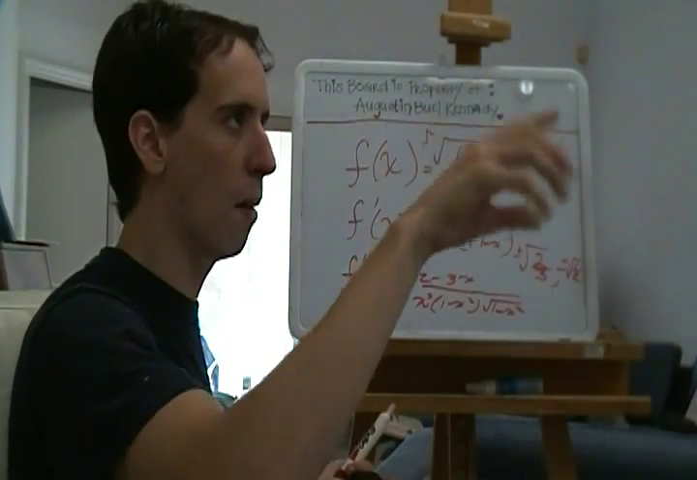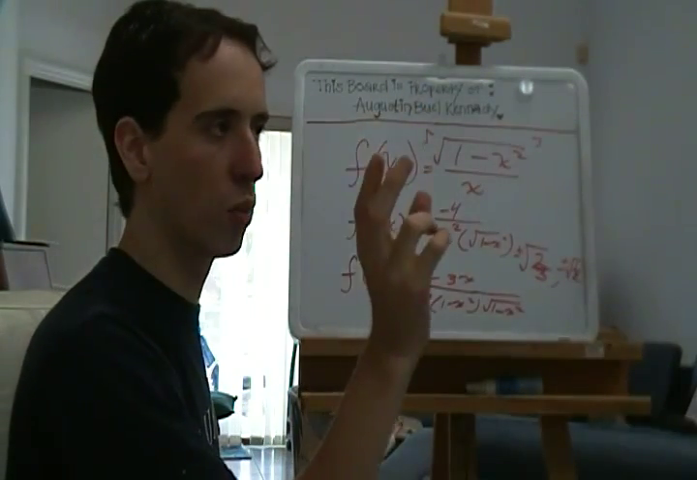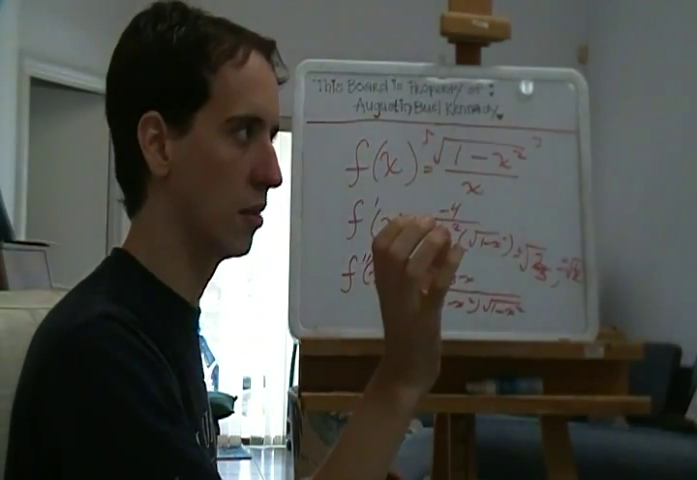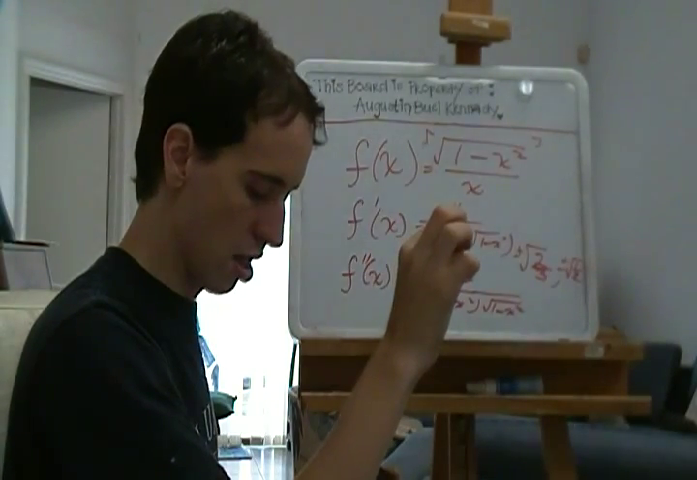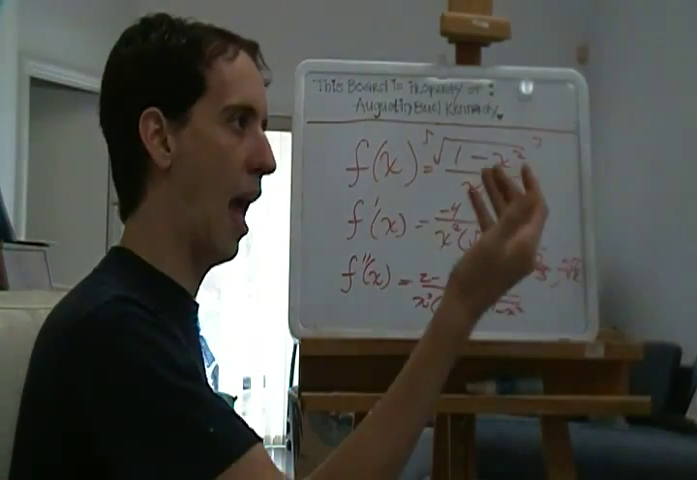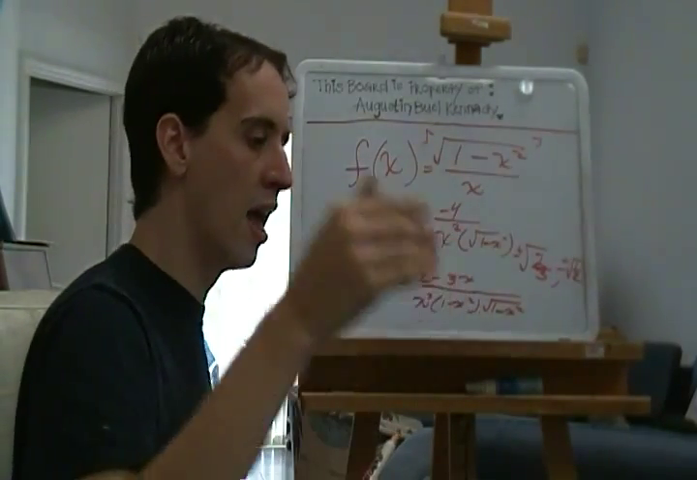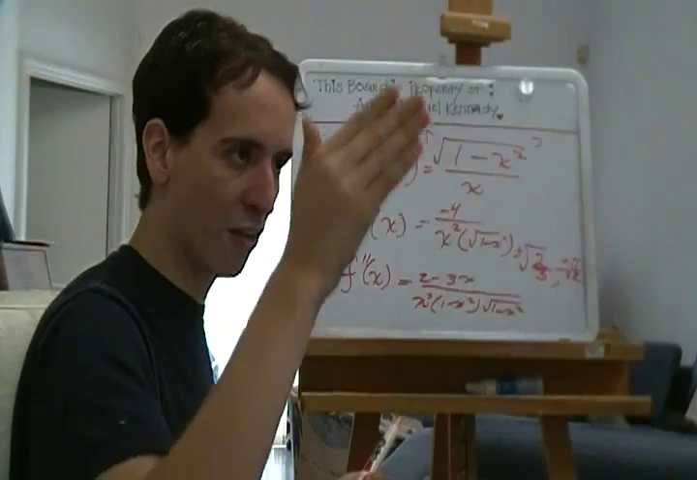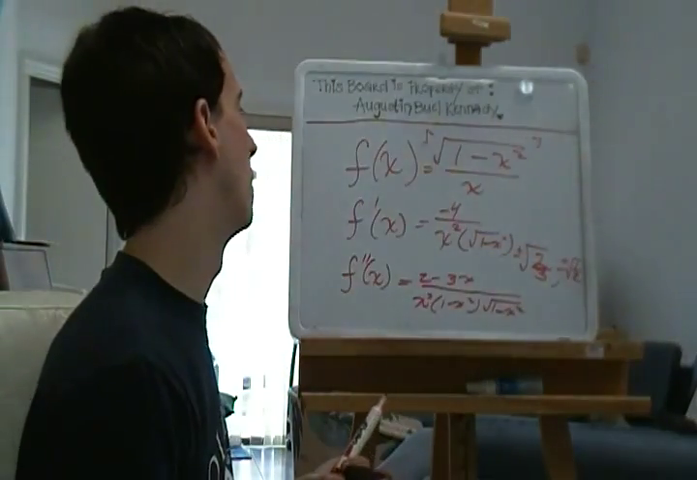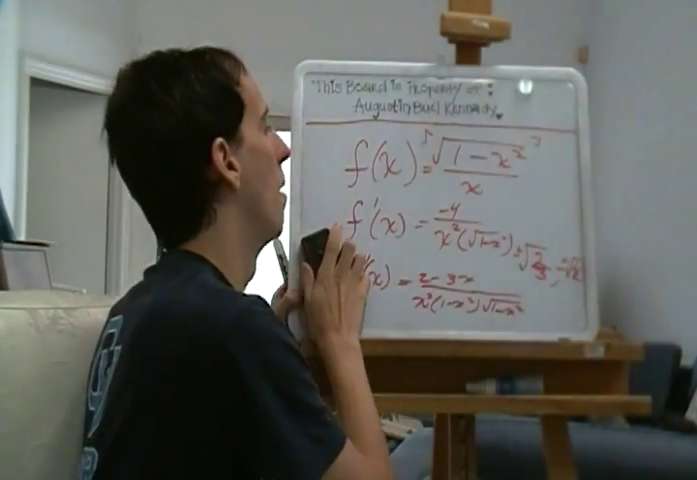Going from concave up in the center near the y-axis, wait. It's going to be concave up from negative 1 to negative square root of 2/3, and it's going to be concave down from the square root of 2/3 to 1.